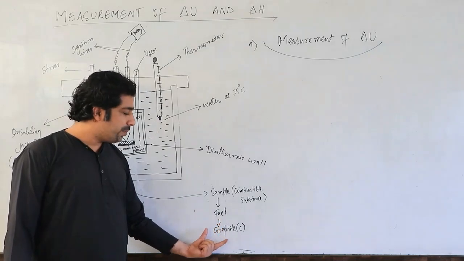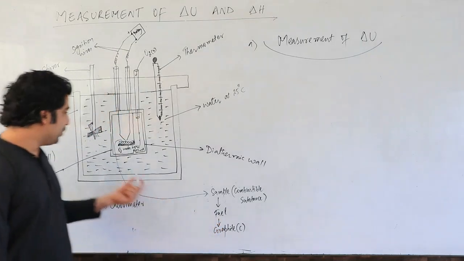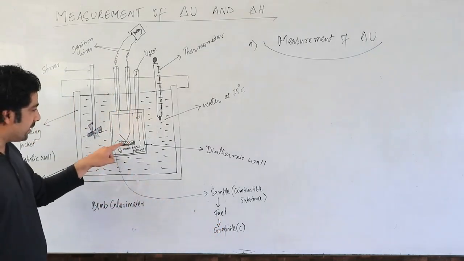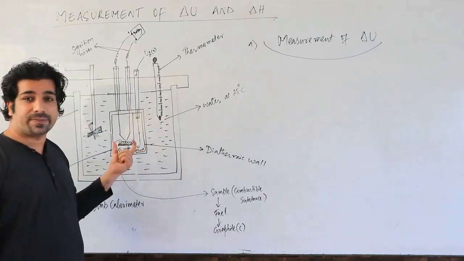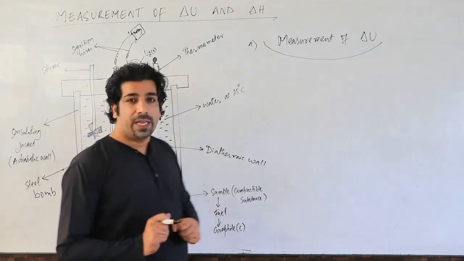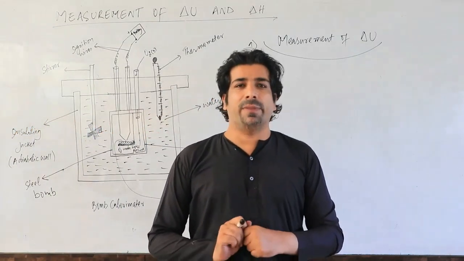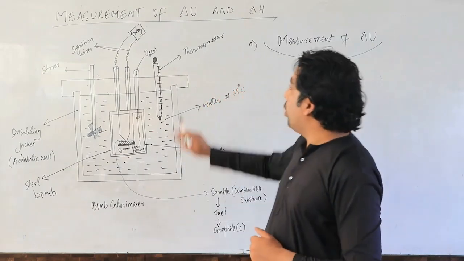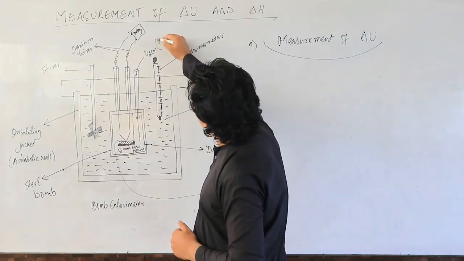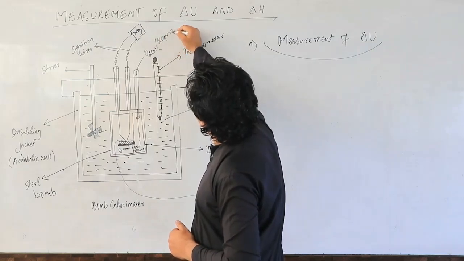And let us suppose we are burning graphite here. This is graphite, so we are burning the graphite inside. In order to burn the graphite, my dear friends, you need oxygen, because oxygen is required for combustion.